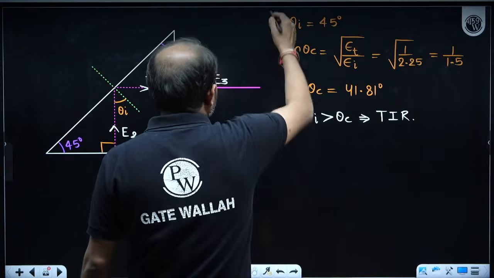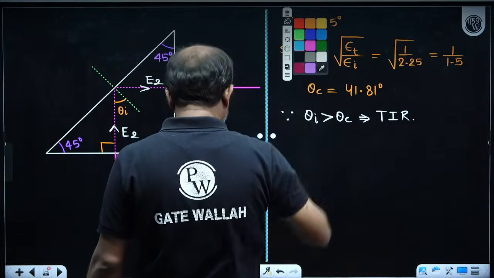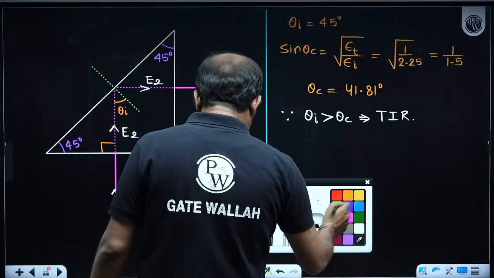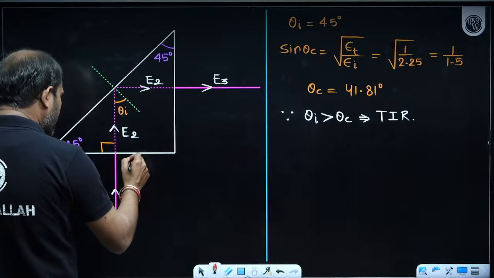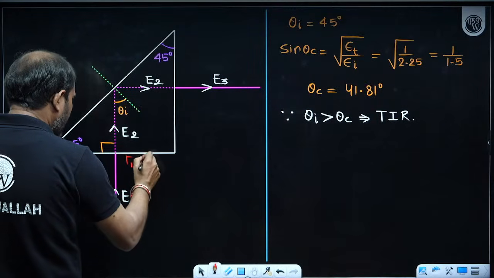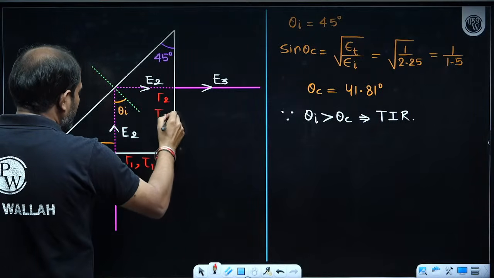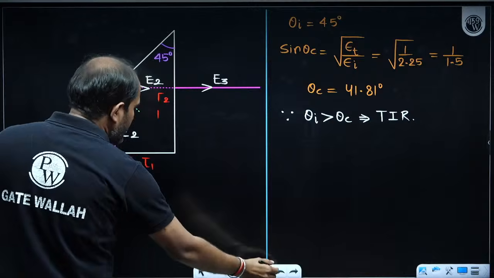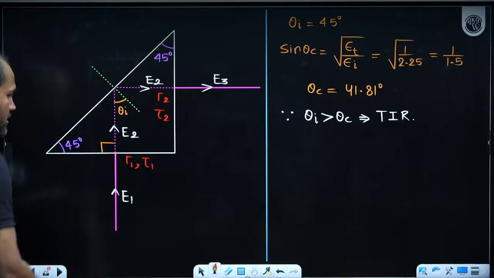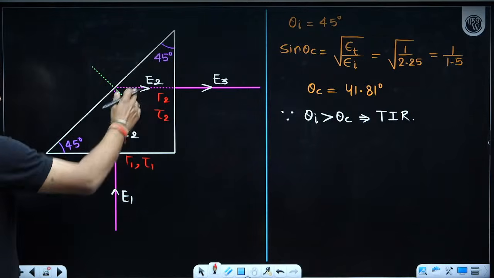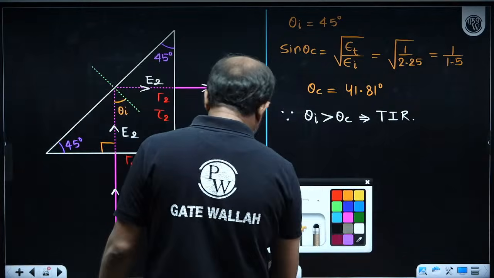Then we will calculate the transmission coefficient and reflection coefficient. So first here we will calculate gamma 1 and tau 1. Then here we will calculate gamma 2 and tau 2. This one is normal incidence. This one is also normal. So E1 to E2 normal incidence, E2 to E3 normal incidence. So first of all I will calculate gamma 1.